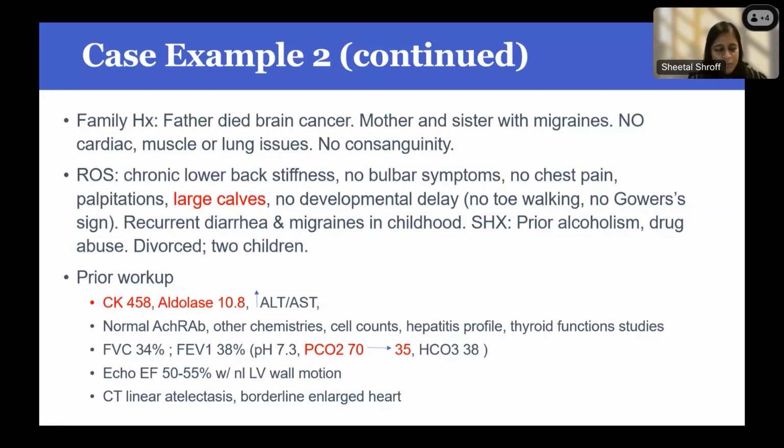And this is some of the workup which has been done during prior admission. CK of 458, aldolase 10.8, slightly elevated liver enzymes, but all the other myasthenia panel, chemistry, cell count, all that is normal. And then he did have a high CO2, PCO2 70, and after intubation it improved. Echo is fine, CT looks fine as well, with just a minimally enlarged heart. Dr. Greene, what do you think about this case?